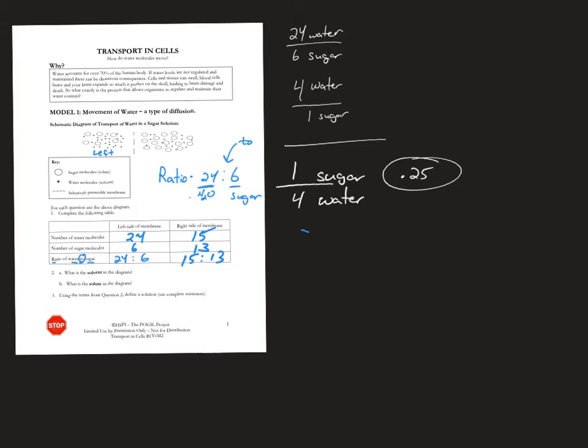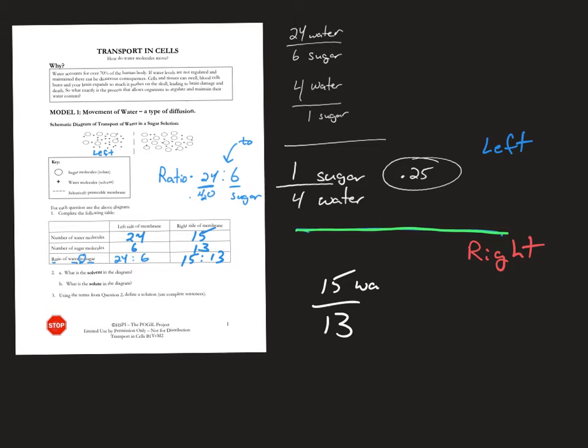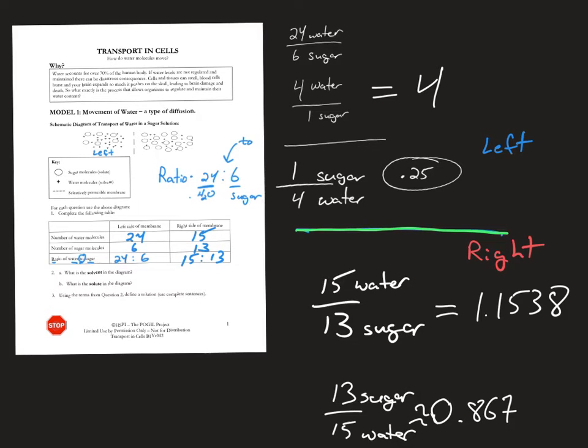So we know what this is on the left side. But on the right, we're going to go ahead and make a division, right? We're going to go ahead and divide. But now, instead of 24 divided by 6, you're going to say 15 divided by 13. 15 water molecules for every 13 sugar molecules. Now, obviously, sugar's higher.